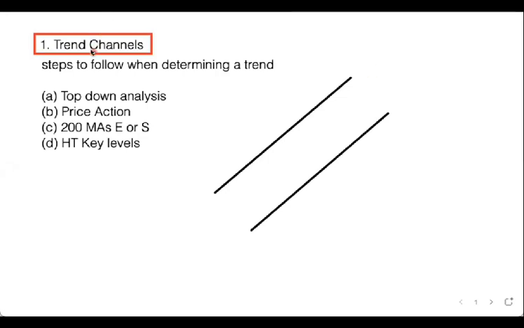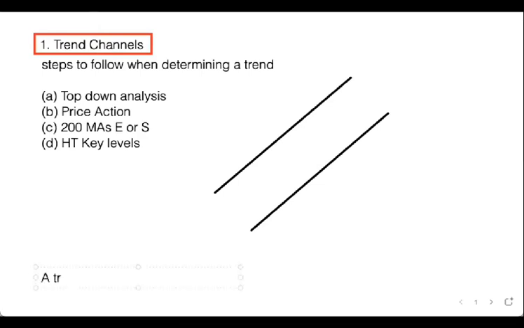So the first thing that you got to do every time you make your analysis, you got to ensure that you determine your main trend channels. Then, by the way, first thing first is, what is a trend? Before you can figure out a channel of a trend, you got to understand what a trend is.